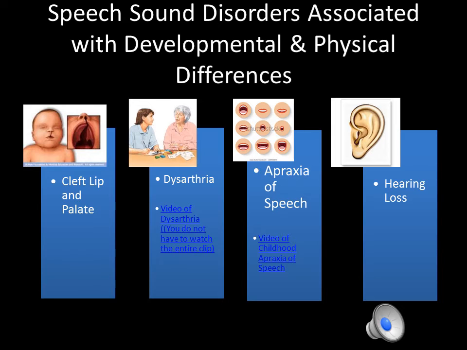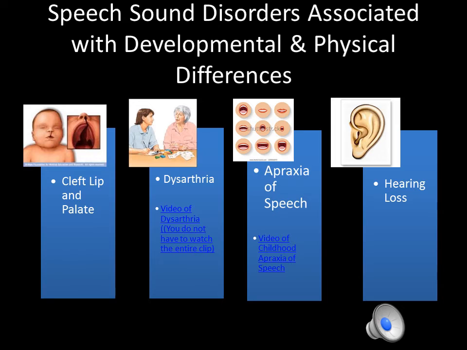Dysarthria involves weakness, so speech may sound slurred or spastic. Cerebral palsy is defined as damage to the developing brain affecting motor areas that are responsible for smooth, coordinated movements. So you're going to see weakness in the muscles, and it's not going to be smooth movement.